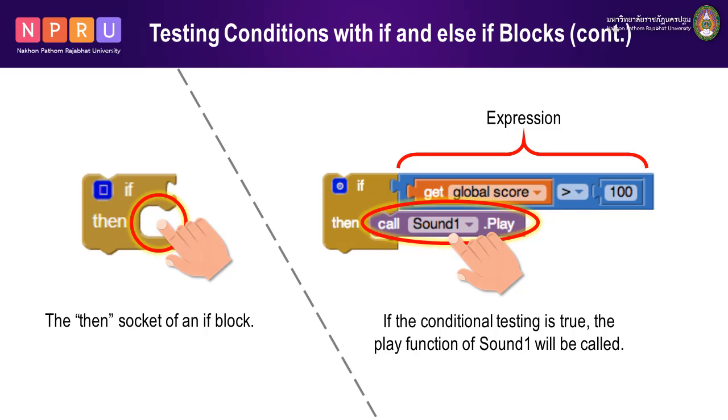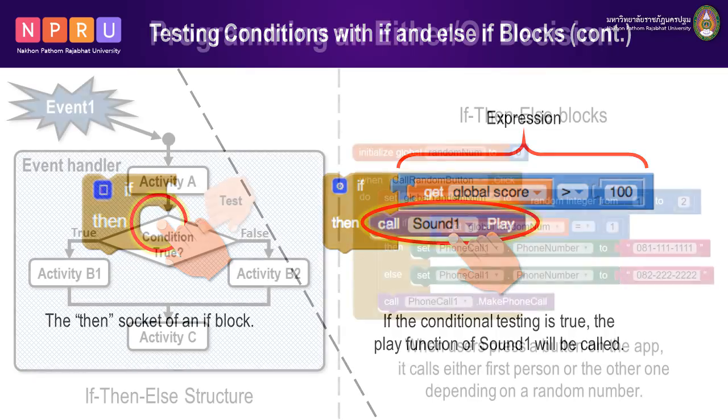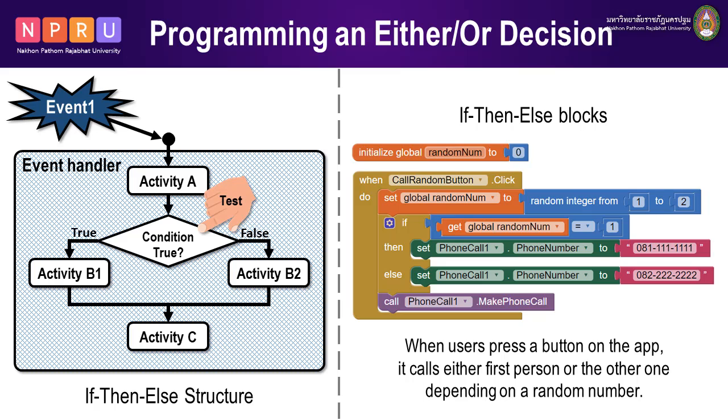Next, we will learn how to program an either-or decision. Consider an app that we could use when we are bored. We press a button on our phone, and it calls a random person. In the figure, a random integer block is used to generate a random number, and then an if-else block calls a particular phone number based on that random number.